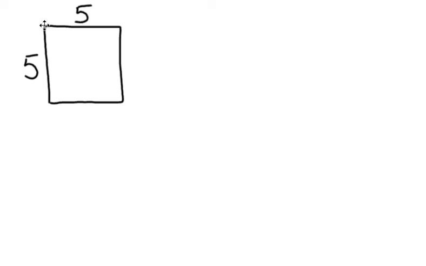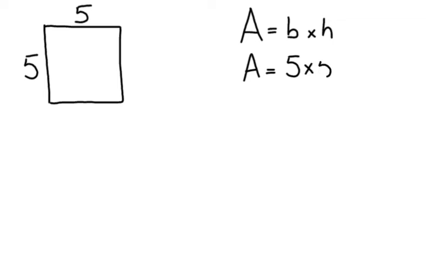Now, what you should already know is how to figure out the area of this square. The area of a square is A equals base times height. The reason that a square is so cool is because when it's a square, all the side lengths will be the same. So base and height will always be identical. Let's quickly solve this one. A equals 5 times 5. So the area of this square is 25.